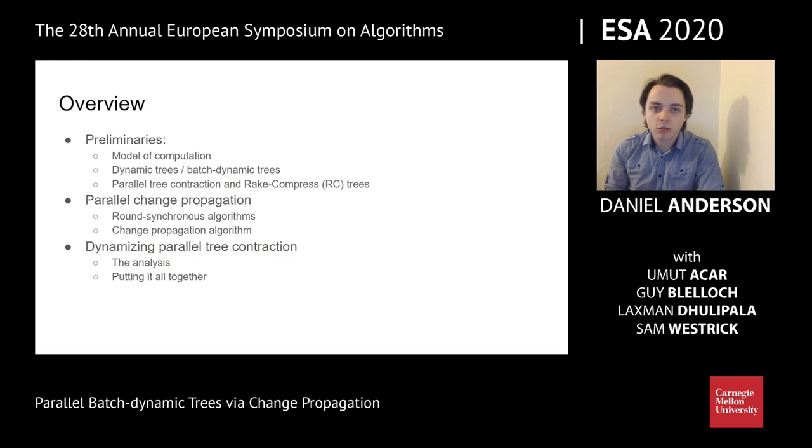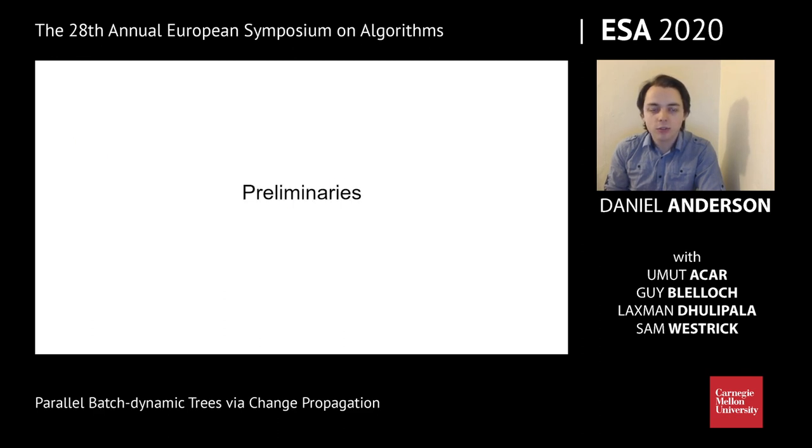We'll talk about parallel tree contraction and rake-compress trees, which are some important ingredients in the algorithms that we're going to talk about. Then we'll talk about parallel change propagation, which is a technique that we need to develop in order to create our parallel batch dynamic trees algorithm. And then finally, we'll talk about how we can apply parallel change propagation to parallel tree contraction in order to obtain our parallel batch dynamic trees algorithm.